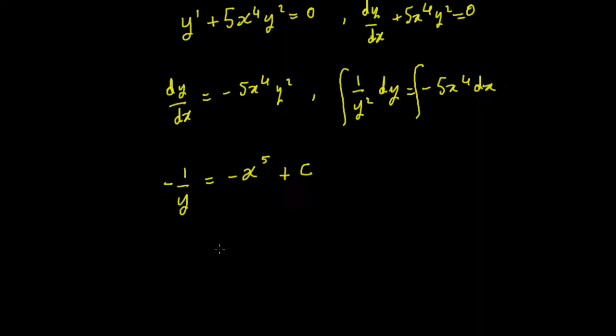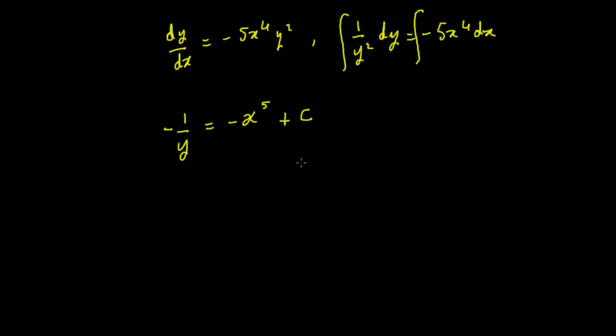Okay, so that means we can rewrite that, get rid of the negative sign, and take the reciprocal of both sides. So we're going to end up with y equals 1 upon x to the 5 minus c, and we've got our initial condition y of 0 equals 1.